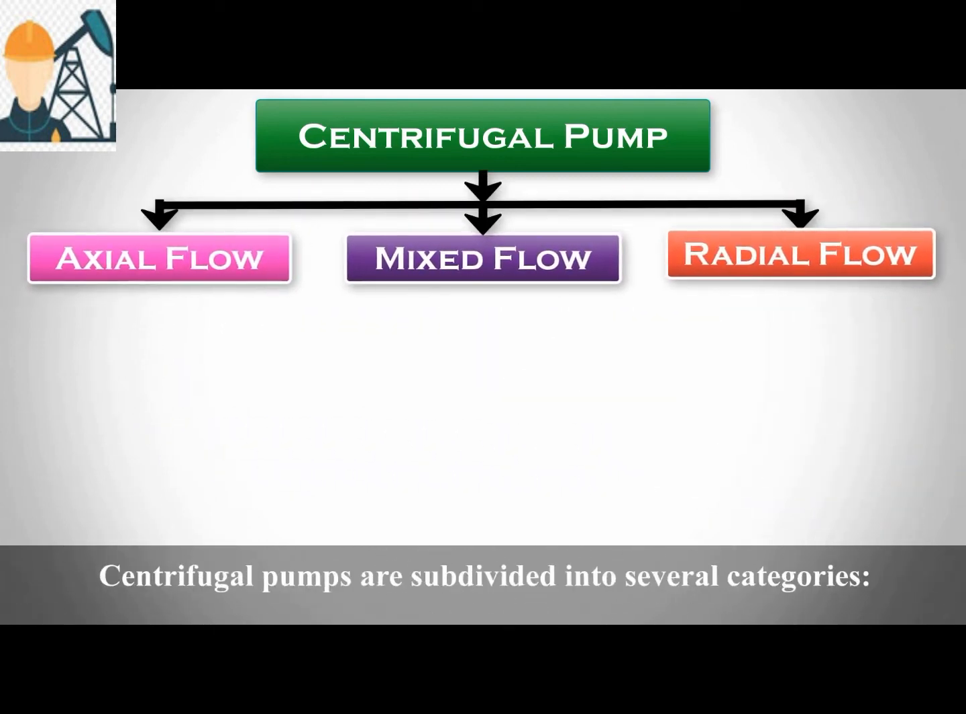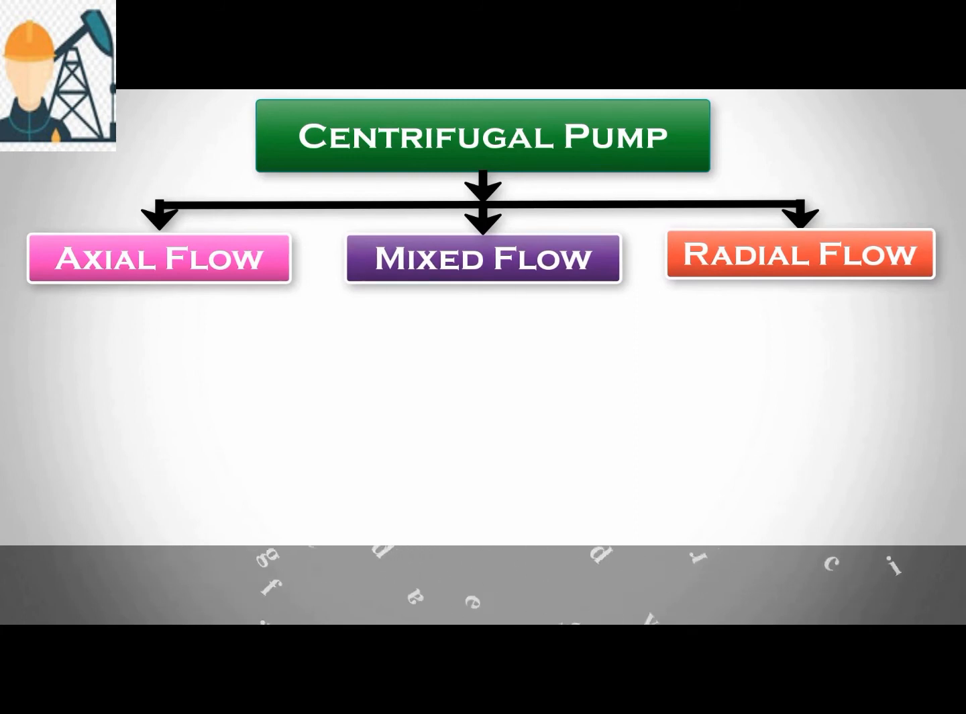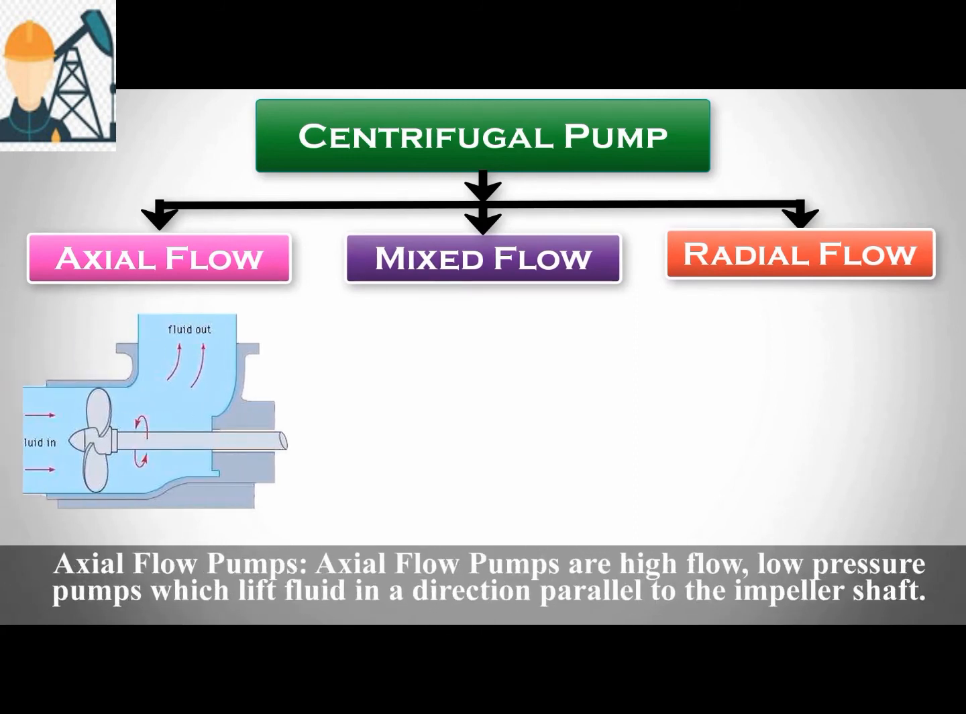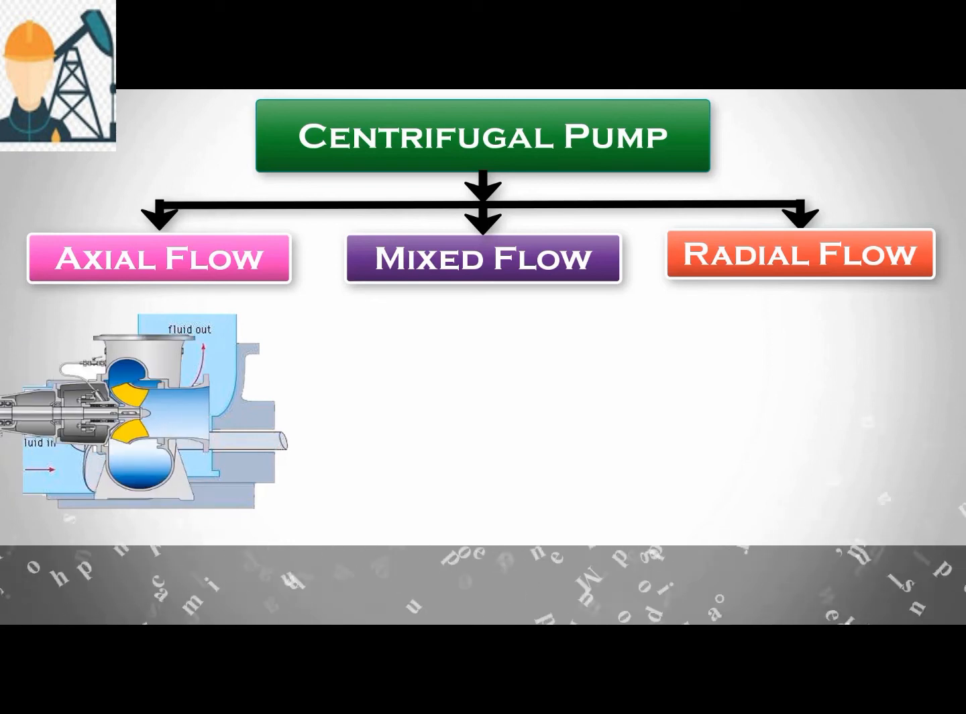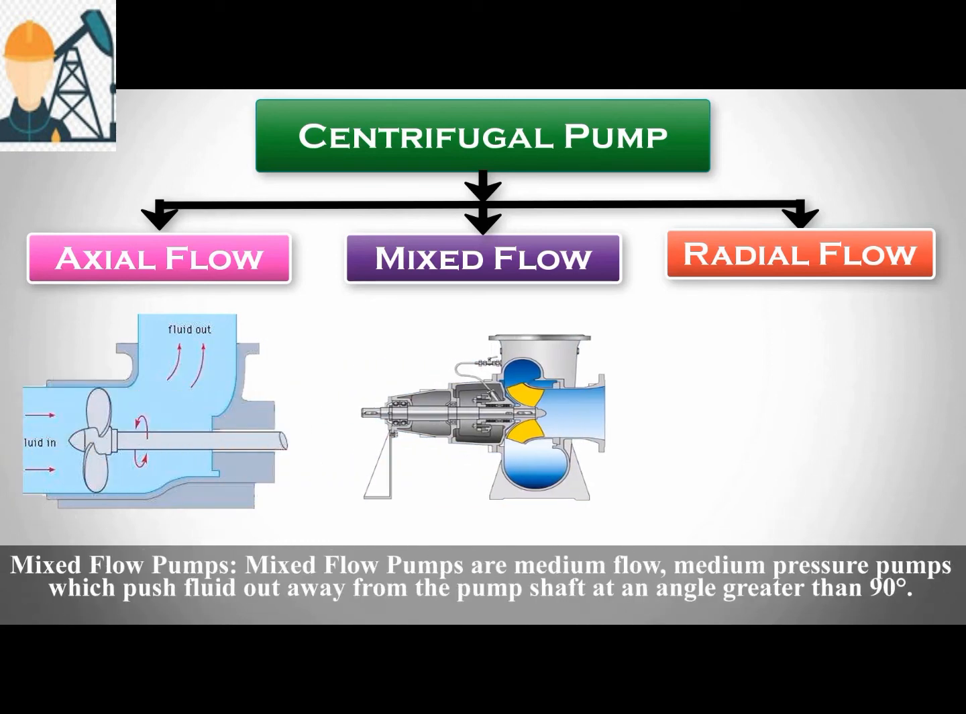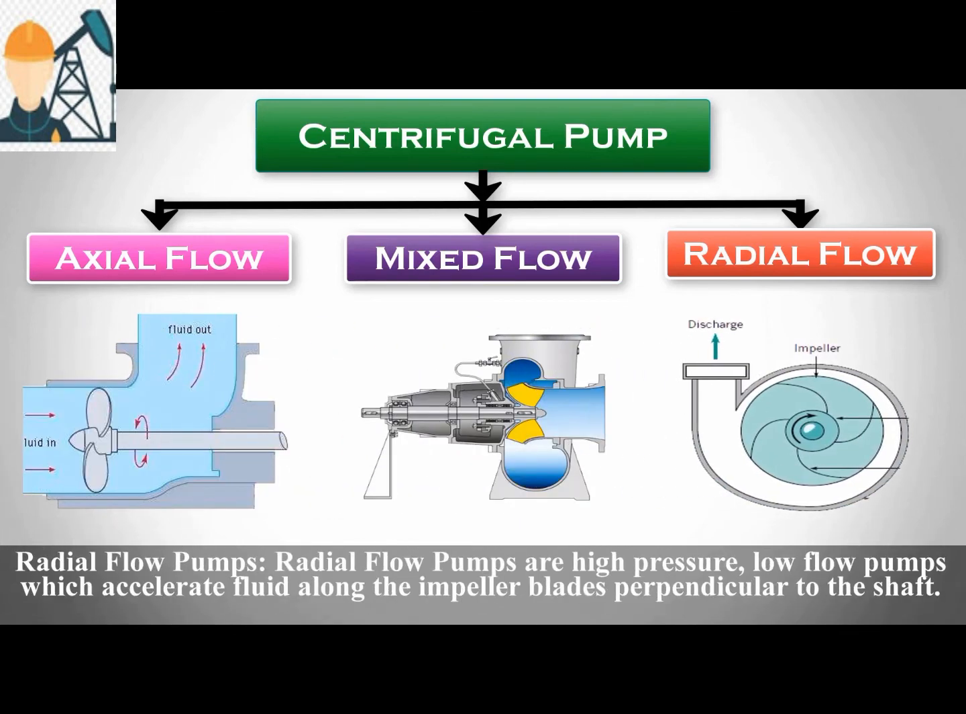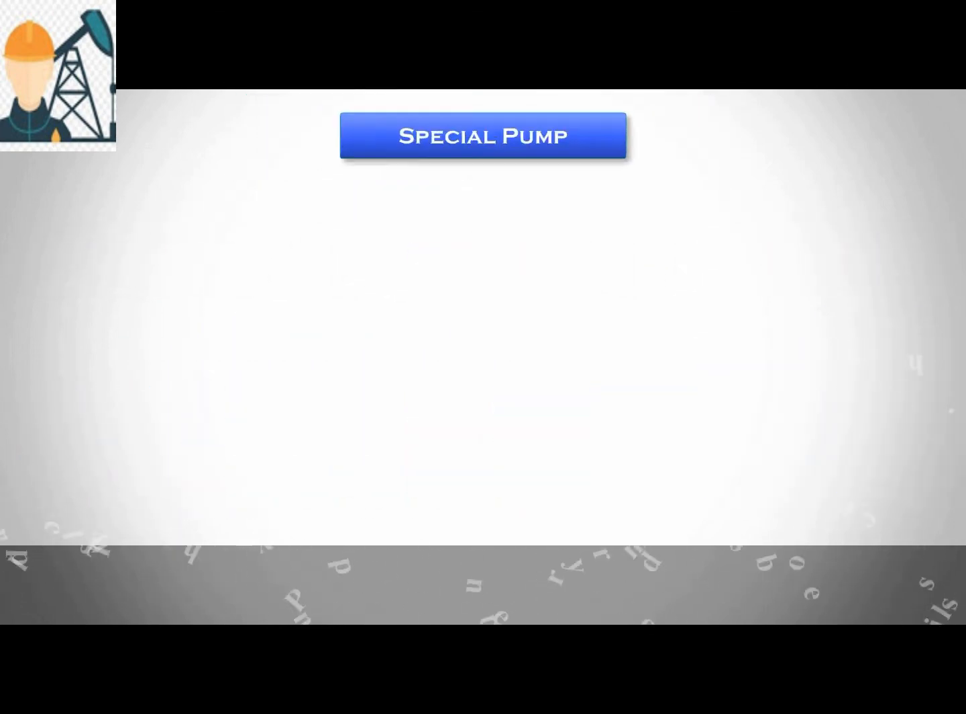Centrifugal pumps are subdivided into several categories. Axial flow pumps. Axial flow pumps are high flow, low pressure pumps which lift fluid in a direction parallel to the impeller shaft. Mixed flow pumps. Mixed flow pumps are medium flow, medium pressure pumps which push fluid out away from the pump shaft at an angle greater than 90 degrees. Radial flow pumps. Radial flow pumps are high pressure, low flow pumps which accelerate fluid along the impeller blades perpendicular to the shaft.